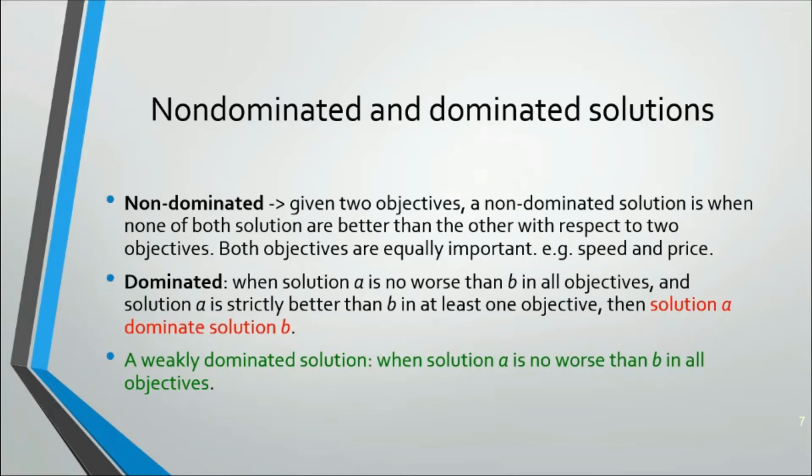So if there are, say, 5 objective functions, O1, O2, O3, O4, and O5, then in these cases, suppose we have the value of O1 for A.